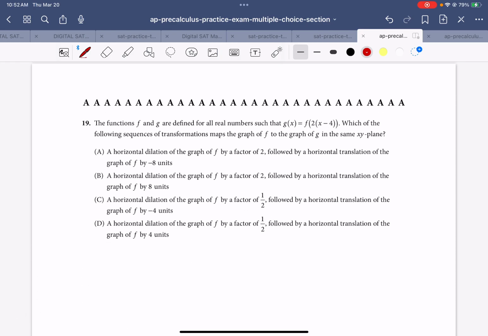Number 19, the functions f and g are defined for all real numbers such that g of x equals f of 2 times x minus 4. Which of the following sequences of transformations maps the graph of f to the graph of g in the same xy plane? So you need to understand what this means, right? f of twice x minus 4. Earlier we talked about twice f of x. That's a vertical stretch, vertical dilation by a factor of 2.